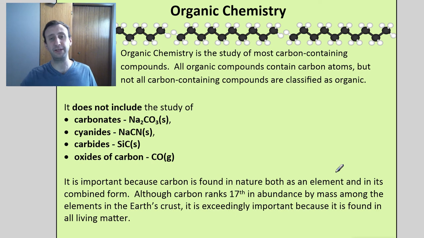So, organic chemistry is a study of most carbon-containing compounds. All organic compounds contain carbon atoms, but not all carbon-containing compounds are classified as organic. Things that contain carbon but are not classified as organic, so they would be inorganic, are carbonates, cyanides, carbides, and carbon oxides. Carbonates means that I have, of course, the CO3 2- ion in it. That is not classified as organic. Cyanides means the CN-, again, not classified as organic.